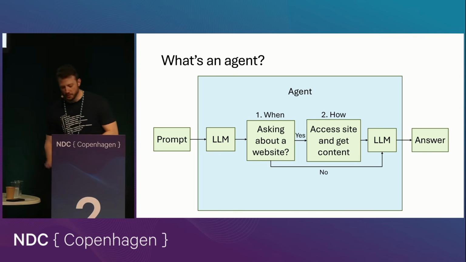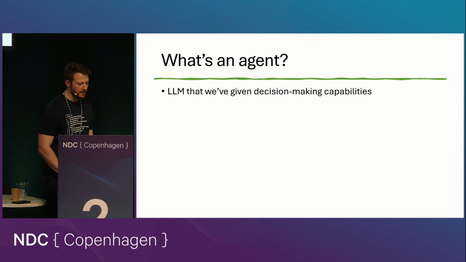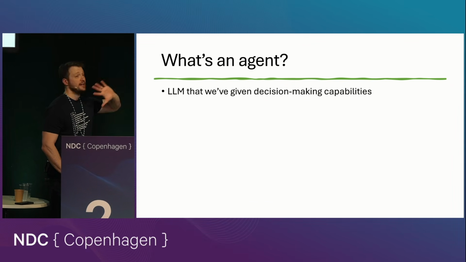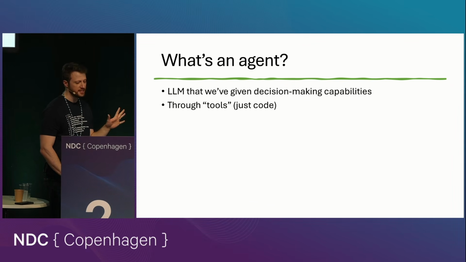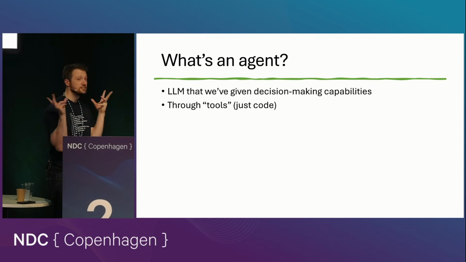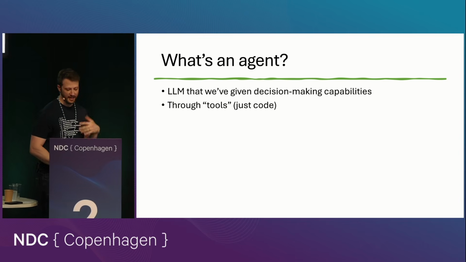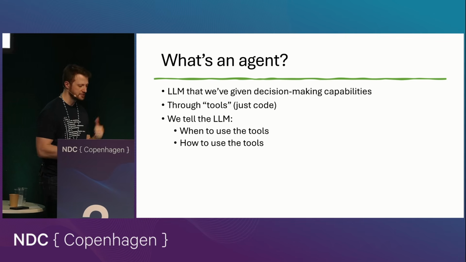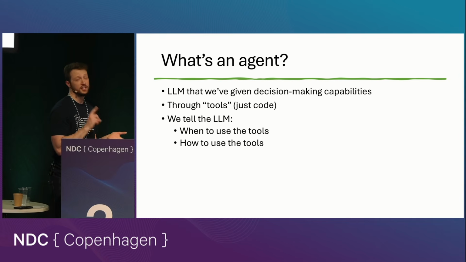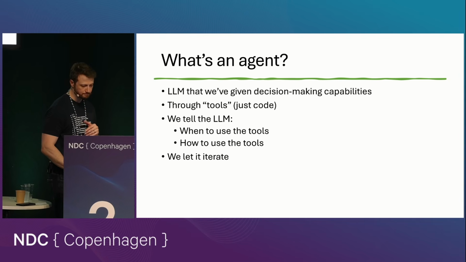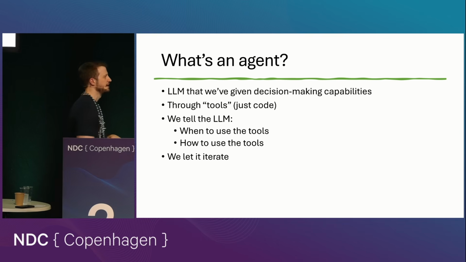So this is what I mean when I say agent here. In summary, it's just an LLM under the hood, text in, text out, but we've given it these tools, which are just calling some arbitrary code under the hood, that give it these decision-making capabilities. So we tell it, here's your tools, here's when to use them, and here's how to use them with these parameters, right? And then finally, we let it iterate.